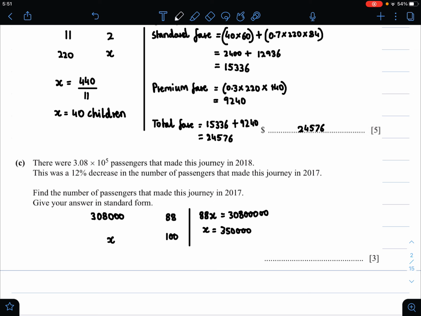Now, they've asked us to give our answer in standard form. So therefore, you will write your answer as 3.5 multiplied by 10 raised to 5. Now, this is because standard form is written in the form a point the rest of the number multiplied by 10 raised to n. Now, the n represents the number of times you need to move your decimal to the right or the left to reach your original number. And a cannot be 0, and a has to be between 1 and 9. So we have achieved all three rules of standard form, and therefore this will be our final answer for part C of this question.